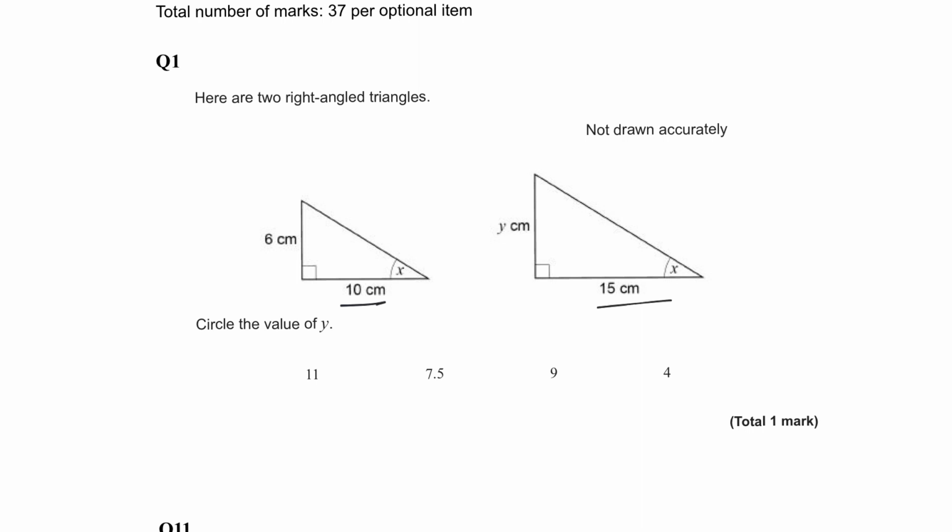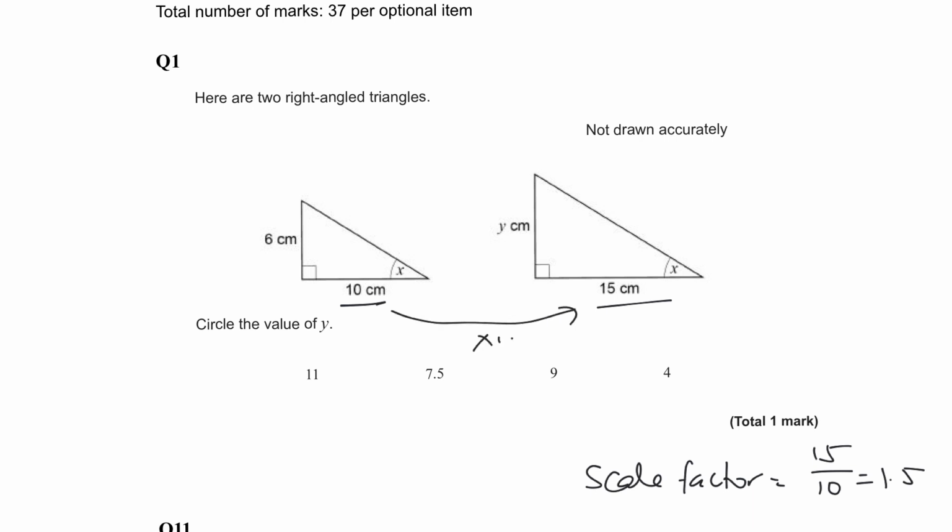The first thing with similarity of lengths is that you need to work out the scale factor. So the scale factor will be the big length 15 over 10, which will leave you with 1.5. So now we know the scale factor is 1.5. That means for any length on the small triangle, to work out the length on the big triangle, you would need to multiply by 1.5.